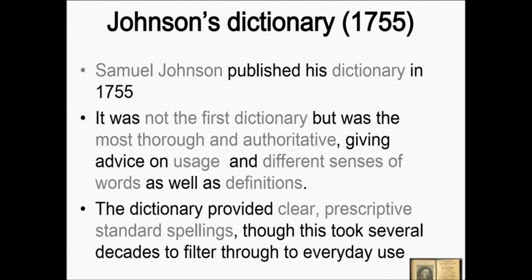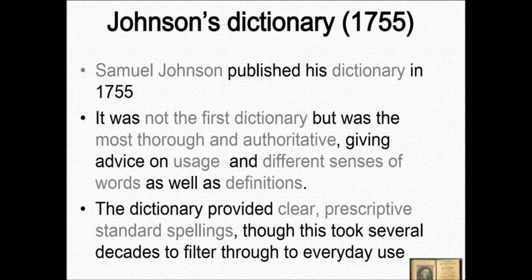Dr. Samuel Johnson's dictionary, which marked the end of the modern English period around 1755, is very important in this context. Samuel Johnson published his dictionary in 1755. It was not the first dictionary, but was the most thorough and authoritative, giving advice on usage and different senses of the words as well as definitions. The dictionary provided clear, prescriptive, standard spellings, though this took several decades to filter through to everyday use.